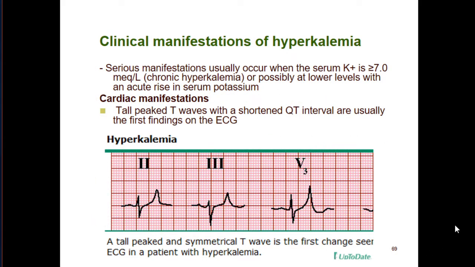Why do you have to remember about potassium, and why is it important to keep it low outside the cell? Because serious manifestations occur when the serum potassium is more than 7, that's what is known as hyperkalemia. It might lead to cardiac manifestations, and you can recognize it by tall peaked T waves with a shortened QT interval. These are usually the first findings in the ECG. Here you can see the normal T wave is not that peaked and not that tall.